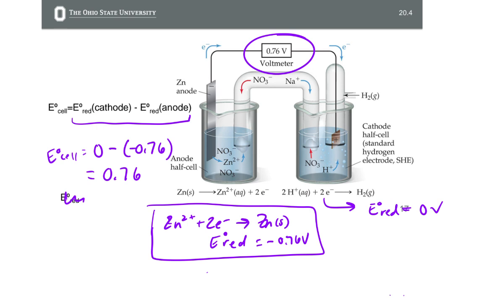Now, if we weren't sure which was the anode and which was the cathode, and we reverse those numbers, we would have minus 0.76 minus 0, and we would end up with a negative cell potential, and we know that that will not work for a galvanic cell. So that is one way that you can numerically figure out what's happening in a galvanic cell. Does that make sense?